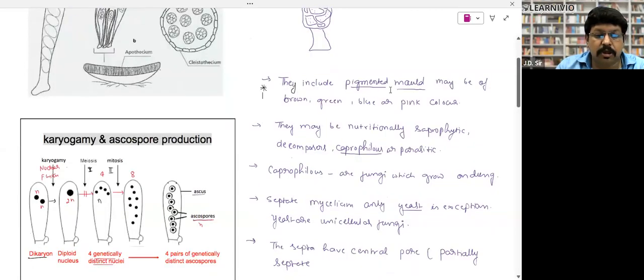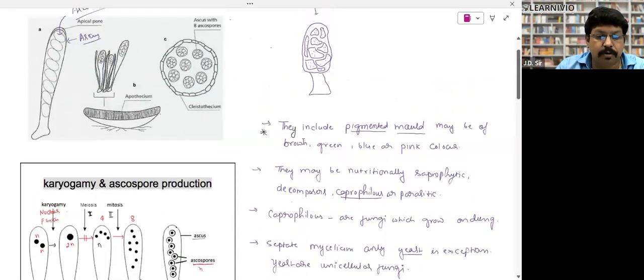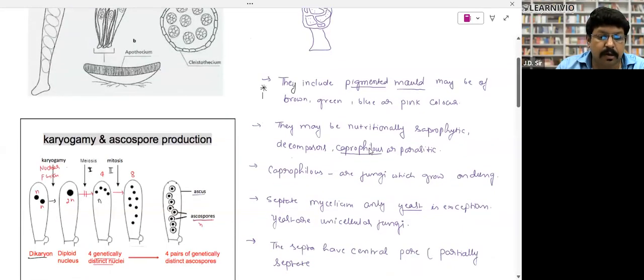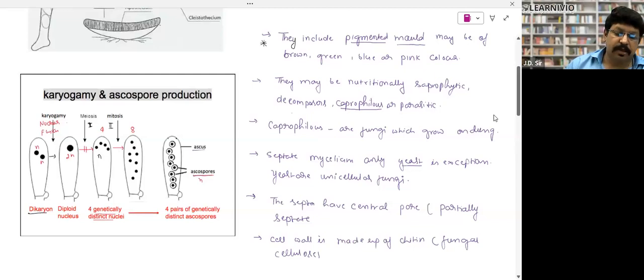They include the pigmented mold, which may be brown, green, blue, or pink in color. They may be nutritionally saprophytic. Right? So they are saprophytic decomposers. Coprophilous, again, right? Or parasitic. Coprophilous are fungi which grow on dung. I have written it over here, so I have already discussed that.